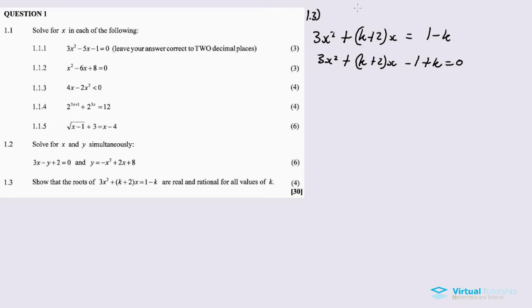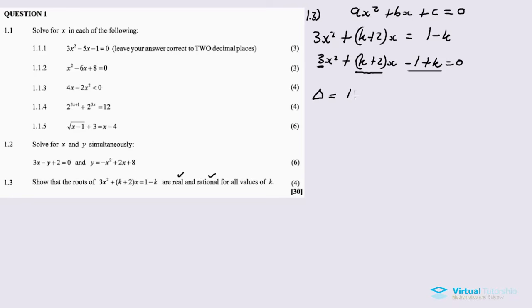Now it is in standard form, expressed as ax squared plus bx plus c equals 0. So this is our c, this is our b, and this is our a. Since this is about the nature of the roots, we want to check that they are real and rational for all values of k. So calculate the discriminant for this equation.